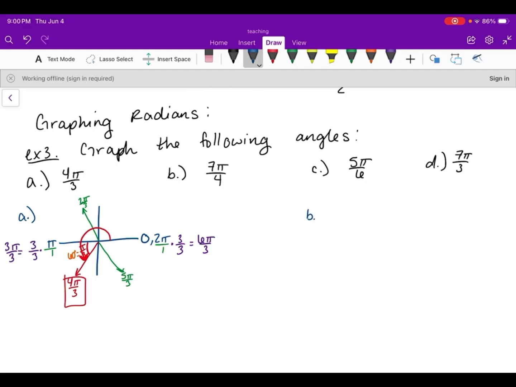Let's go ahead and do part B. So part B, I'm going to draw again. I have 0 or 2 pi, and I have pi.